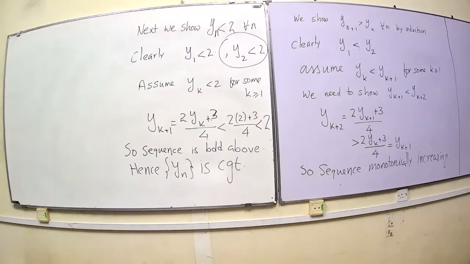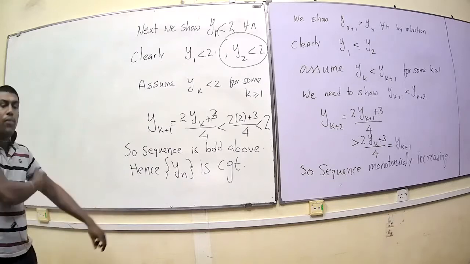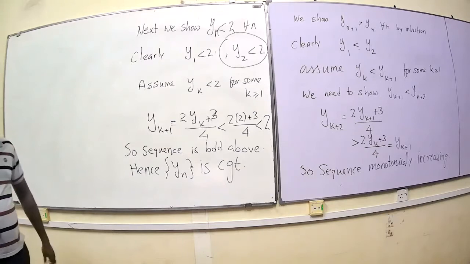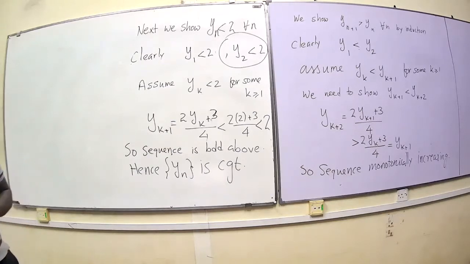Right? So first you show monotonicity, right? Either increasing or decreasing, and then you show the boundedness. If it is increasing, you show bounded above. If it is decreasing, you show bounded below. Right? So this is how you show convergence.